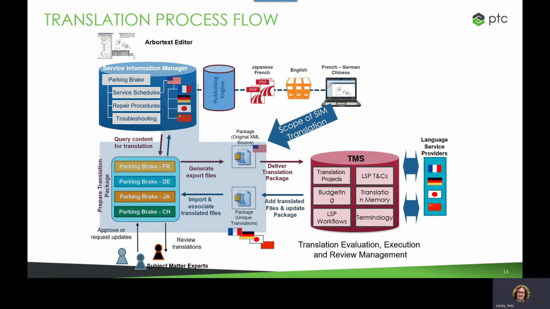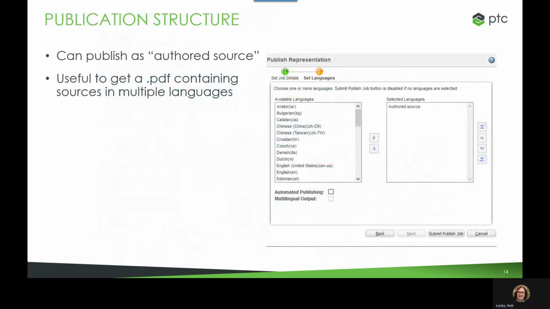And one thing that can be particularly useful when you're working with multilingual documents. So if you have more than one source language, for instance, in your publication structure, there's an option when you do a publish where you can publish it as the authored source. And in that case, you would just see the source in its different languages, and you can do this before you've completely translated the document. So let's take a look at what this would look like.